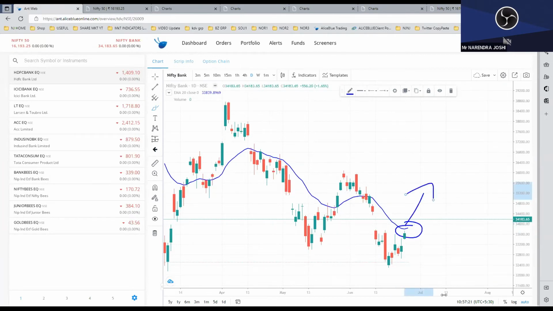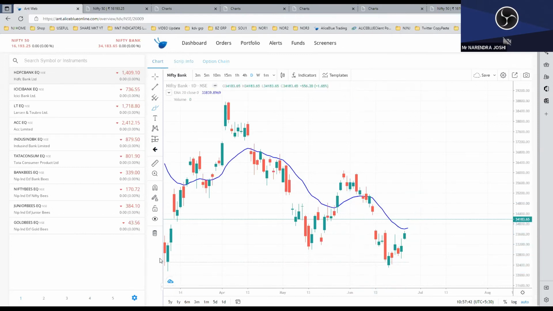If it breaks this level, the market will also break its 20 EMA and we may see some upside. So in general you can expect that if the market is closing above this 20 EMA, some upside we can see. The same pattern we have seen here also, as you can see. And after 2-3 days of consolidation, it also broke the 20 EMA on the downside, and then we saw the downside also.